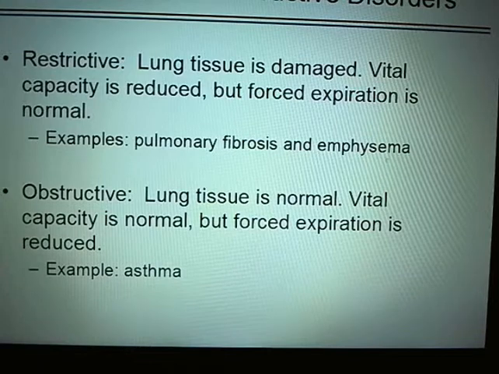Restrictive, lung tissue is damaged, vital capacity is reduced, but forced expiration is normal. Obstructive, lung tissue is normal, vital capacity is normal, but forced expiration is reduced. Asthma is obstructive. Restrictive, you have pulmonary fibrosis and emphysema. In emphysema, the lung tissue is damaged, your alveoli come together and form like one big sac, and you lose your surface area, you lose the ability to transfer oxygen into the capillaries.